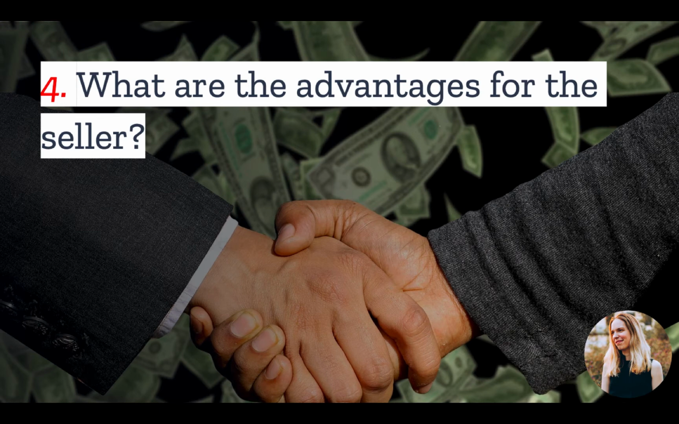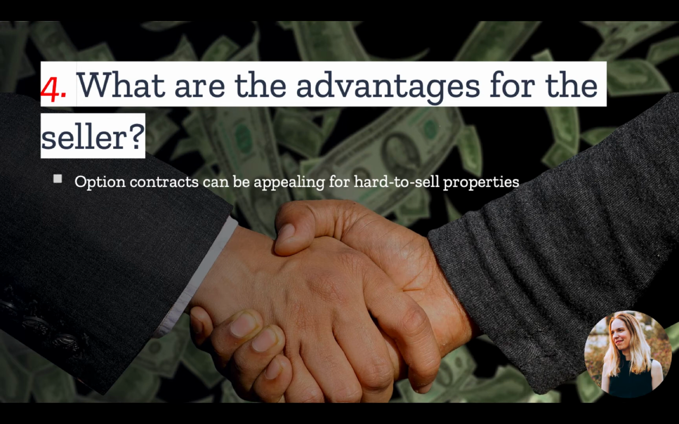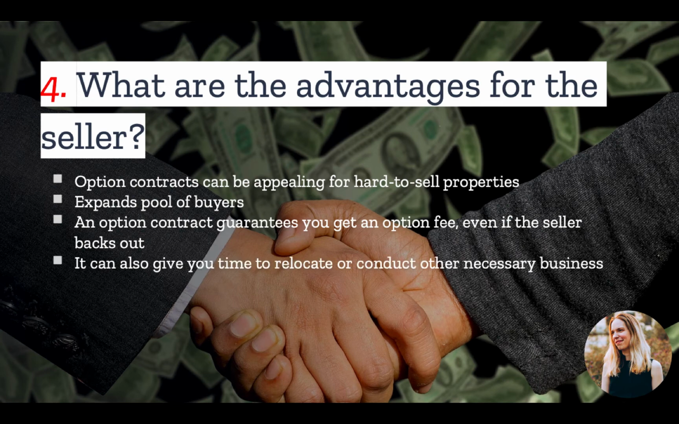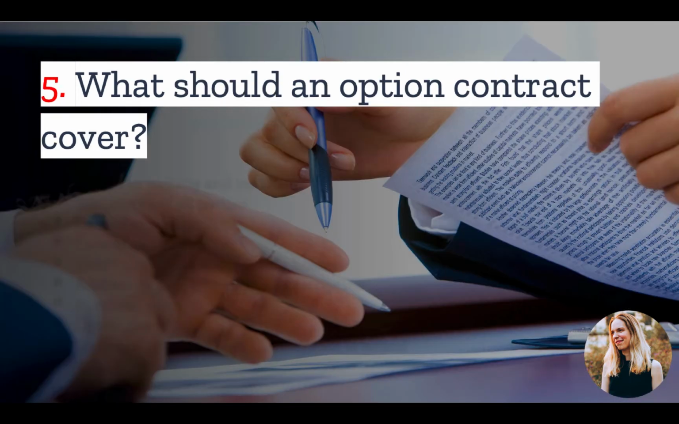Number 4. Now at this point you may be thinking, this sounds great for the buyer, but what are the advantages of an option contract for the seller? An option contract may appeal to a seller in a variety of circumstances, especially if the property is a non-traditional piece of real estate that may not be so easy to sell, such as vacant land. An option contract may help you attract more buyers since it allows the buyer to complete their due diligence and lowers the risk. Either way, the option contract guarantees you get an option fee even if an interested buyer backs out. In addition, an option contract can also give you, as the seller, time to relocate or conduct other necessary business.